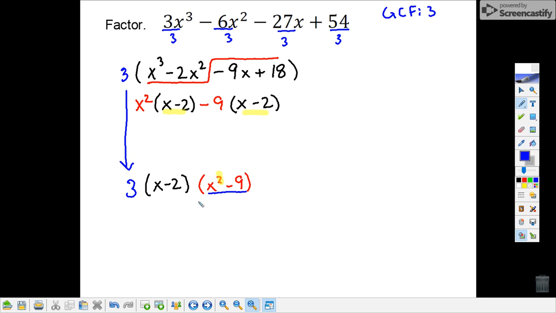So I can take the square root of 9. So that means this 3 is going to stay the same. Every other part of it is going to stay the same. The x minus 2 is going to stay the same. But the x squared minus 9 is going to break down into 2 more factors.